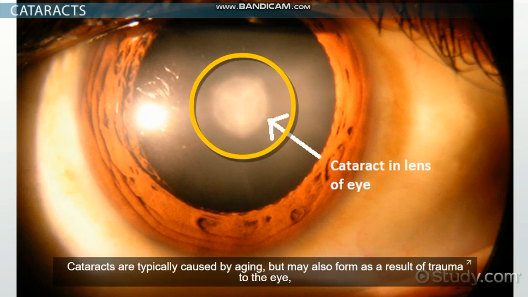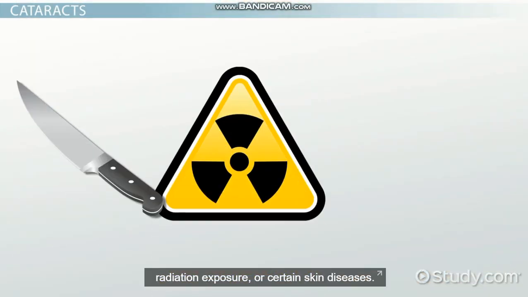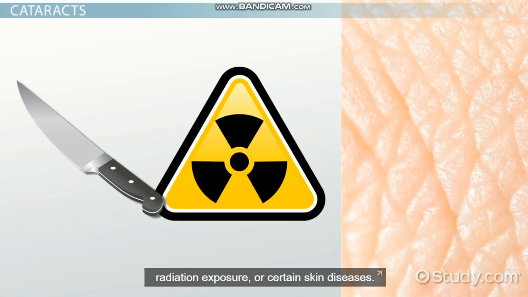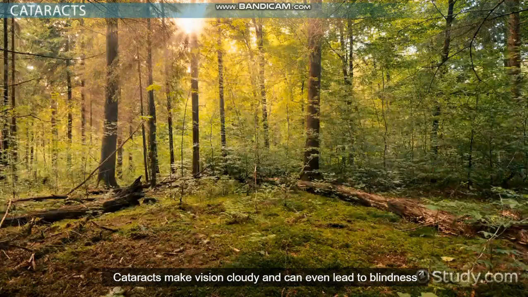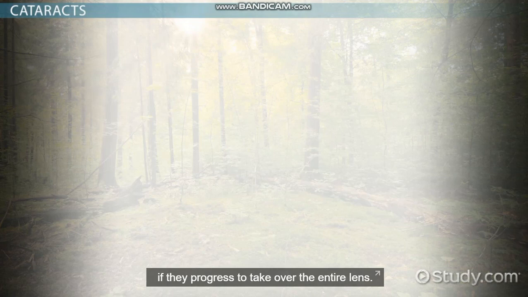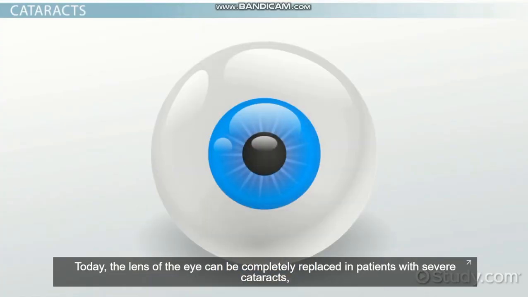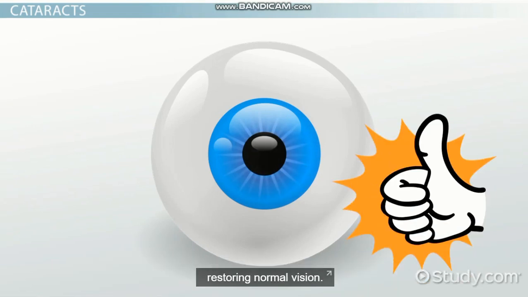Cataracts are typically caused by aging, but may also form as a result of trauma to the eye, radiation exposure, or certain skin diseases. Cataracts make vision cloudy and can even lead to blindness if they progress to take over the entire lens. Today, the lens of the eye can be completely replaced in patients with severe cataracts, restoring normal vision.